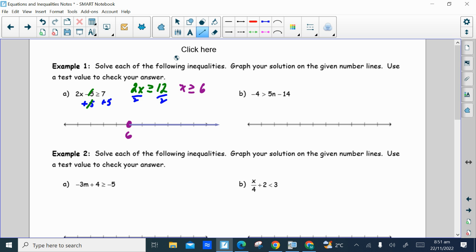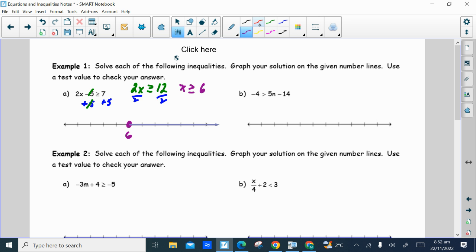So using a test value to check, if I use 7, which is greater than or equal to 6, and I plug it in here, 2 times 7 is 14. Take away 5 is 9. 9 is greater than or equal to 7. So that test value does work. If I choose a value less than 6, let's say 5, 2 times 5 is 10. Take away 5 is 5. 5 is not greater than or equal to 7. So this shows us that our solution is correct.